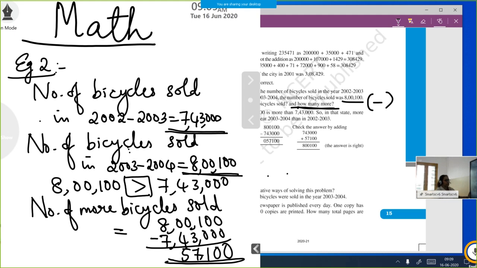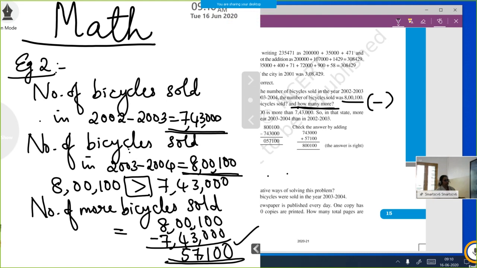Then the second part of the question is, how many more? How many more means we have to do the subtraction. Number of motorcycles sold equals 8,100,000 minus 7,43,000. So we got the answer 57,100. Is it correct, children? Yes, it is the correct answer.